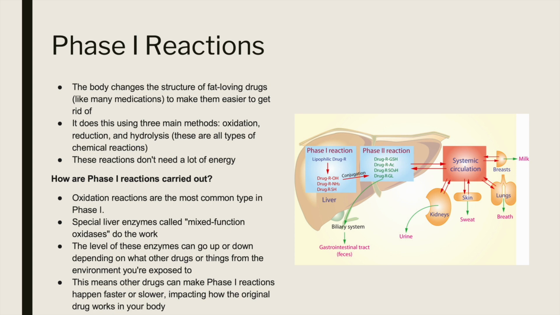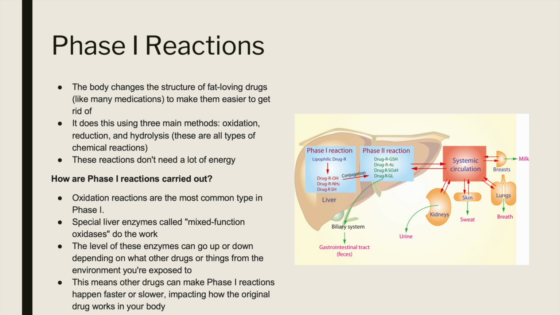All right. Some different types of reactions. Phase 1 reactions: the body is going to change the structure of fat-loving drugs, which are many medications, to make them easier to get rid of. Most drugs are fat-loving because that makes them easier to pass through membranes and easier to absorb. But in order to excrete those drugs, we need to change them into non-fat loving drugs so they're easier to get out of the body and not as easy to reabsorb.